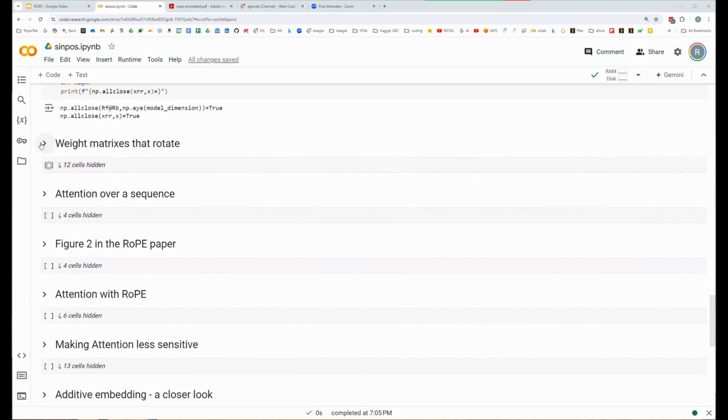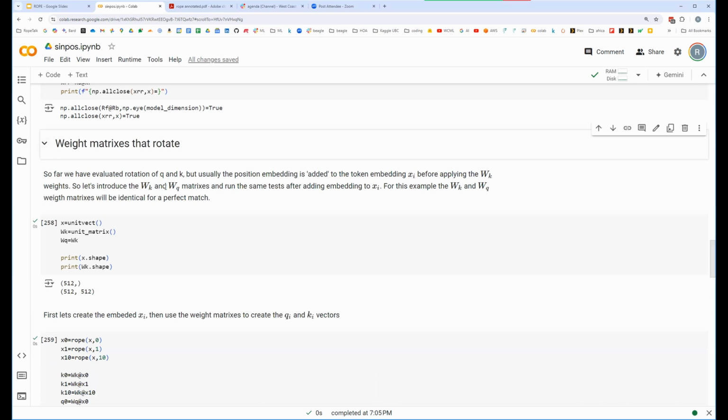Okay, so my next thought process was that this is Q and K, the query and the key. But actually the embedding, as I understand it, is added at the bottom of the transformer, to the original token. So it's added before the weights for those query and key matrices. So generally, the key is WK times X sub I, and the query is WQ times X sub I.